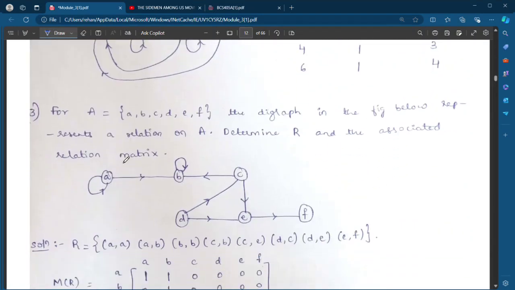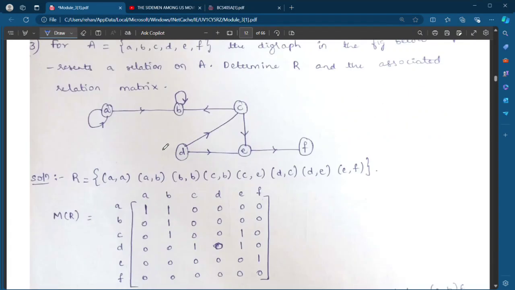Okay, same way for a set A. The digraph is in the figure. Okay, they have given the digraph on a relation on A. Determine R and its associated relation matrix. Now see here, A, B, C, D, E, F. Since I said only A matrix, I'll have A, B, C, D, E, F on both the rows and columns.